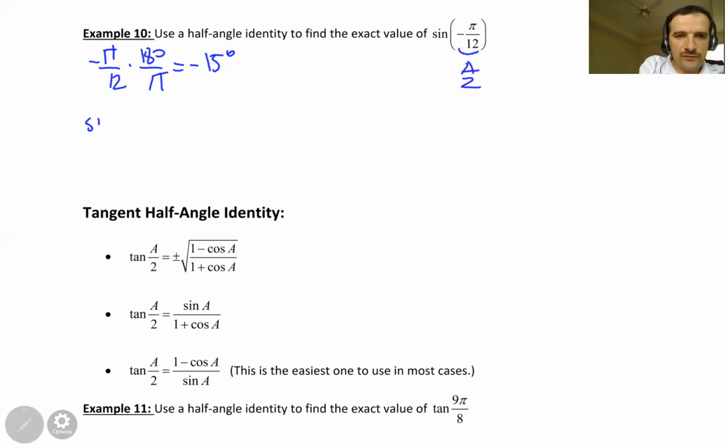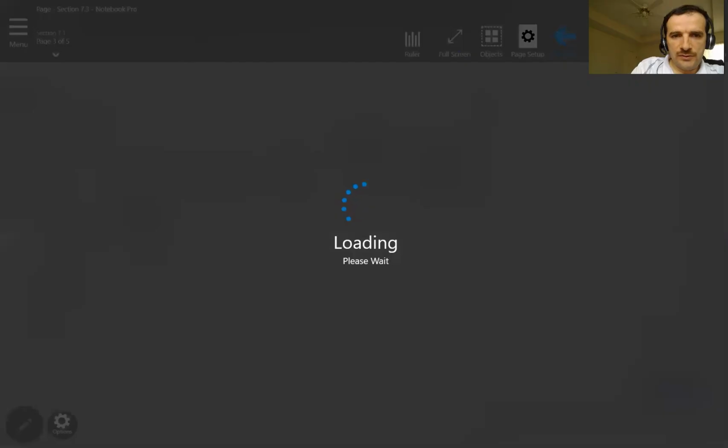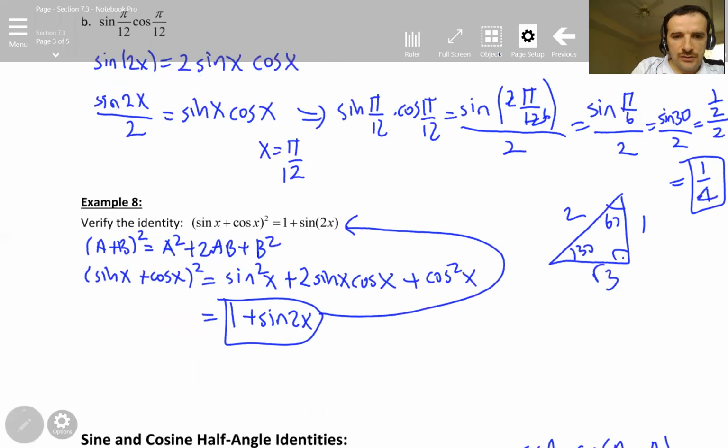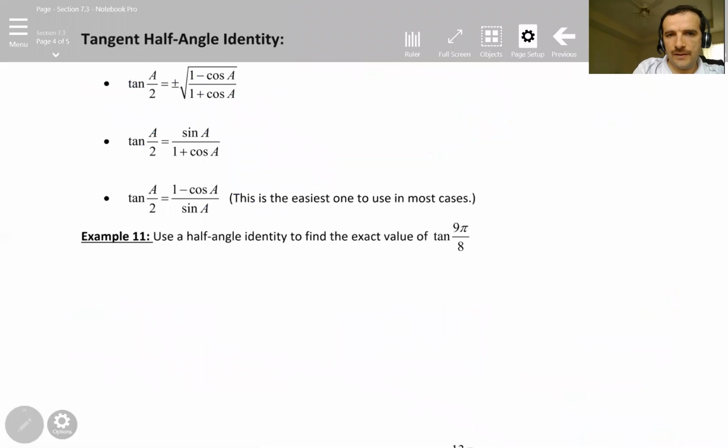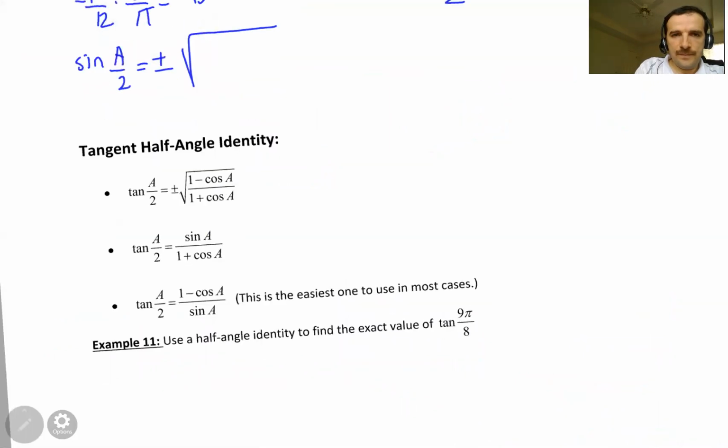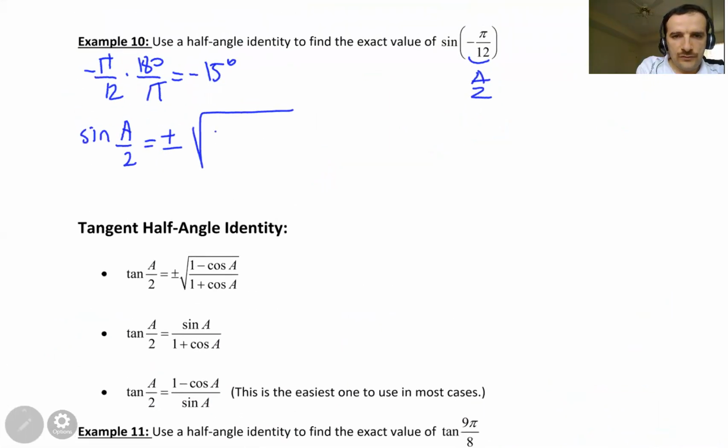And what was the formula for sine of a over 2? Sine of a over 2 is equal to plus or minus root. So let me remind you the formula from the previous page. It is 1 minus cosine a over 2, right? So 1 minus cosine a over 2. And our a is what? So this is a over 2.